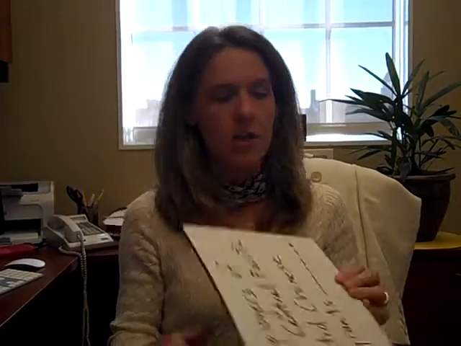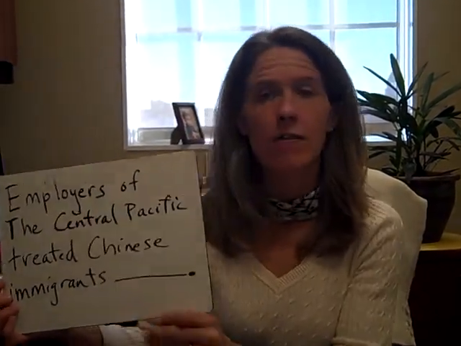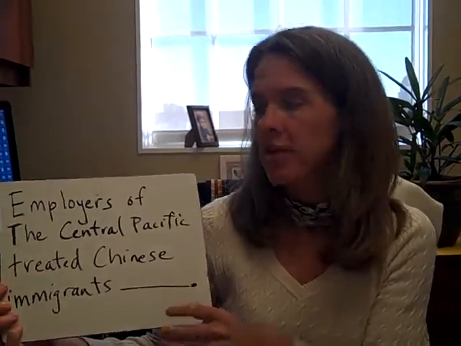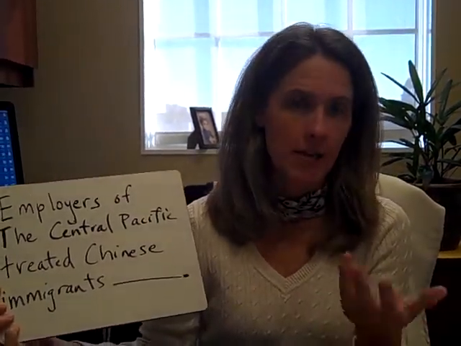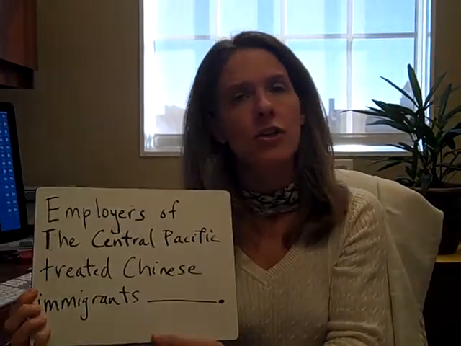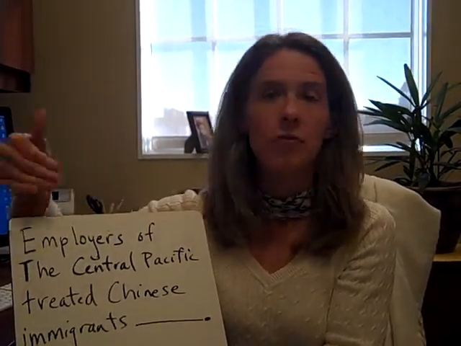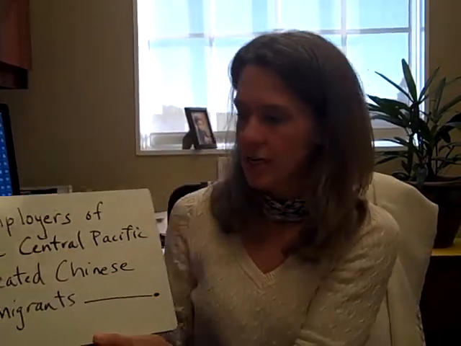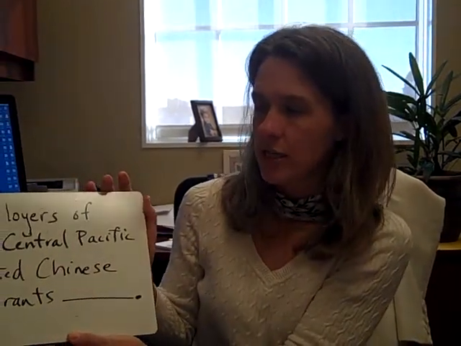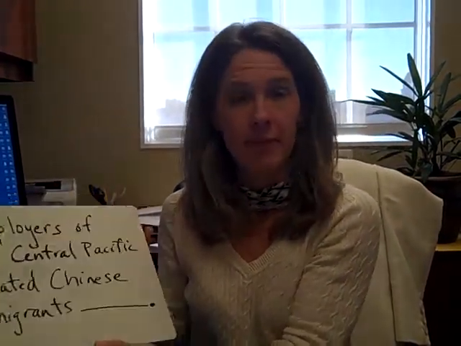If you want to spice it up a little bit, you could also think, who treated the Chinese immigrants poorly? And you can look back in the text and say, oh, employers of the Central Pacific treated Chinese immigrants, fill in the blank. So you can answer the question with employers of the Central Pacific treated Chinese immigrants, fill in the blank.